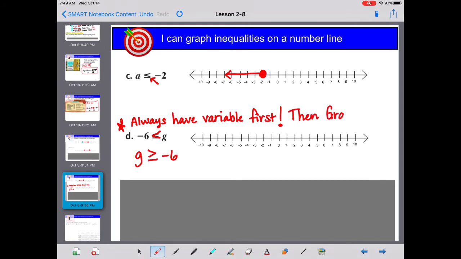So I put my circle at -6. Numbers greater than or equal to -6 are my solution. So I need to fill that in. Notice it has the little equal to, so that was another giveaway. And greater than -6 goes to the right. So be very aware of those. Those will happen, and you need to be ready or prepared to solve those.